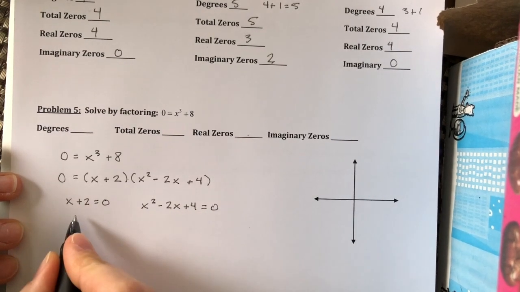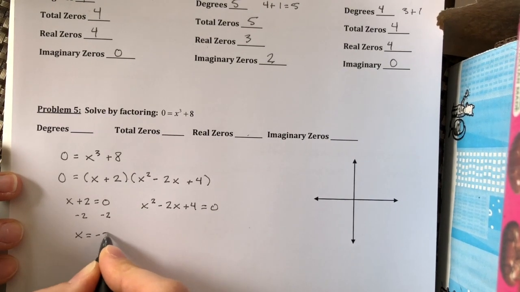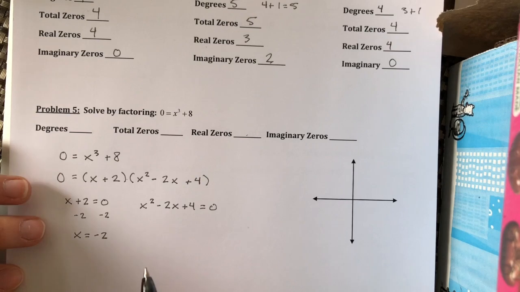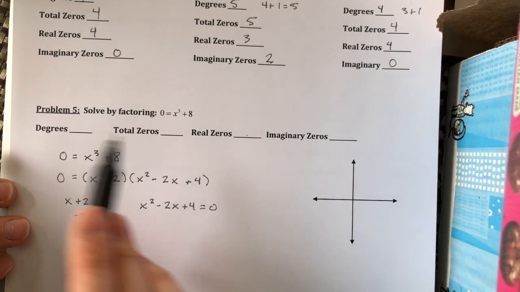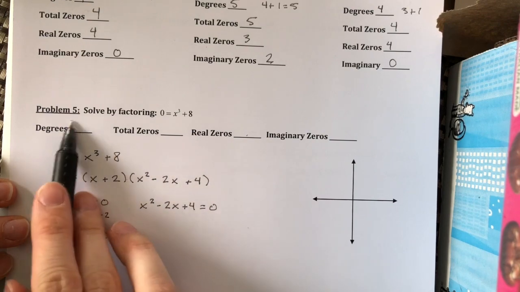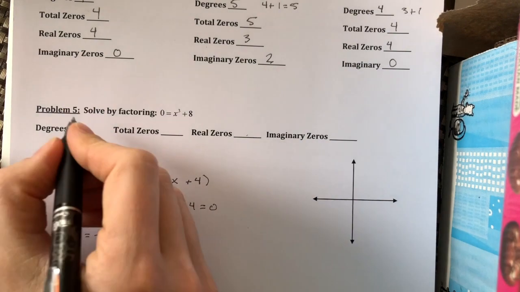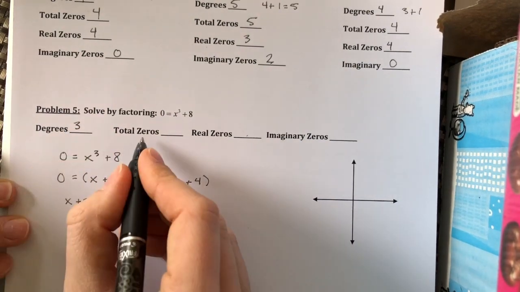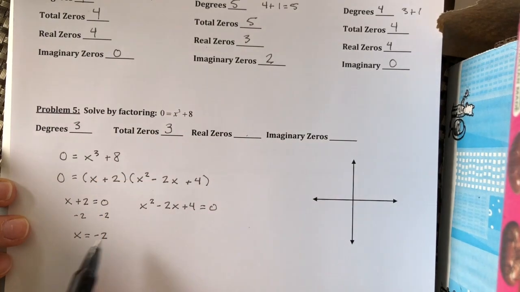Well, this one's nice to solve. I'll subtract 2. X equals negative 2. Now before we do the other one, first let's fill in some of these blanks. The degree, that's the highest exponent. The highest exponent is 3. It's the same as the total number of zeros, so there should also be 3 zeros here. This is 1 real zero.